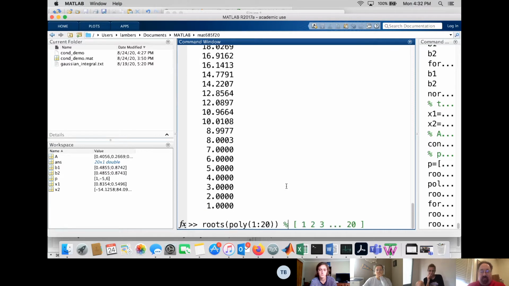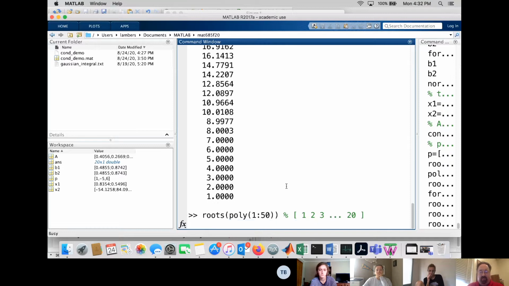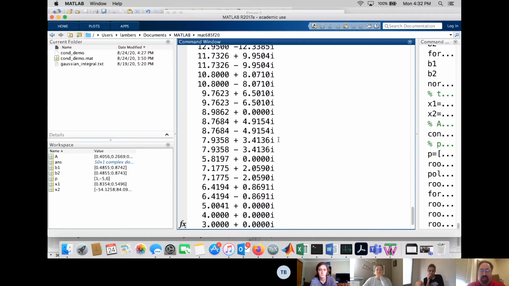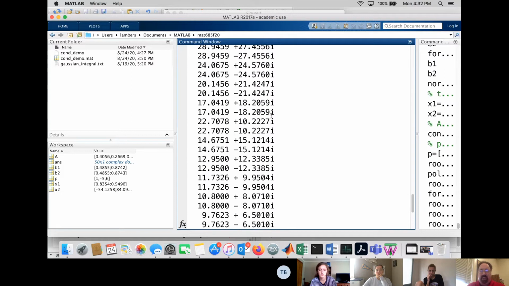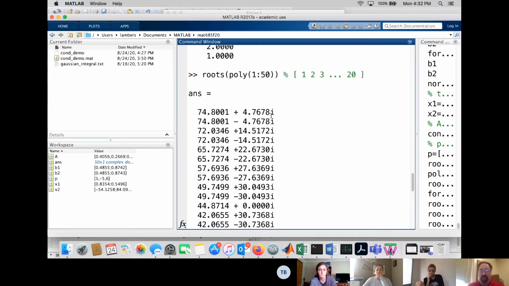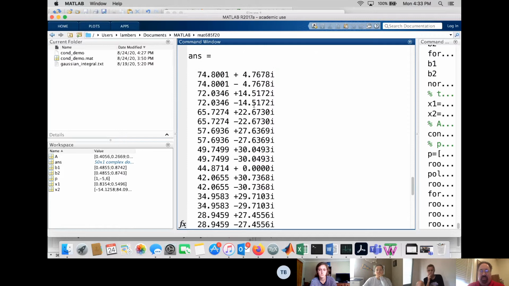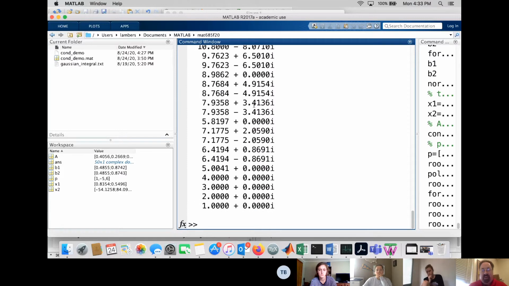And in fact, if I went further, say 1 to 50, those get real roots, but here I get complex numbers, and with significant imaginary parts. So this was a complete failure. Polynomial roots can be a terribly ill-conditioned problem at times. So using the best known methods out there, like the methods that MATLAB implements, can still give you a wrong answer, at least in certain cases.